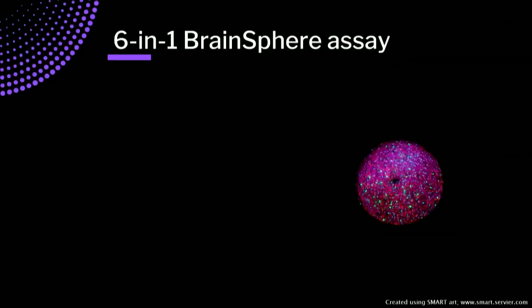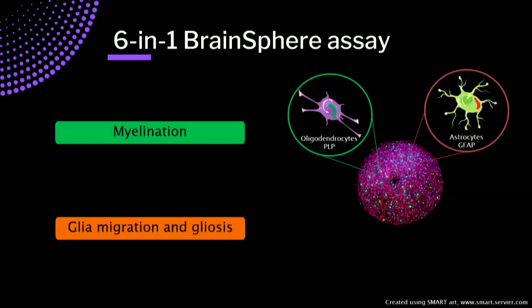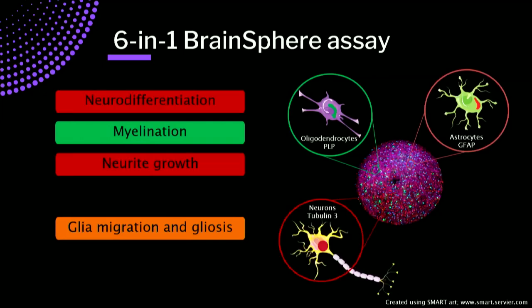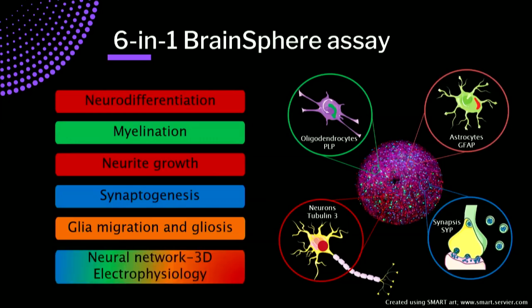In order to do this, we selected specific markers for each of the cell types in our brain spheres. For example, if we target PLP, we will be able to assay myelination. If we target GFAP, glia migration and gliosis. The same with neurons: we will be able to see neurodifferentiation and neurite growth. And last, if we tag synaptophysin, then we will be able to follow synaptogenesis. And in combination, we can describe our neural network.